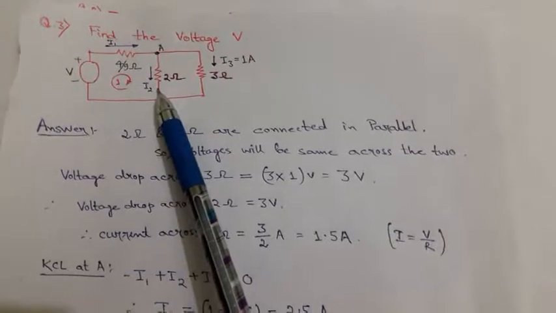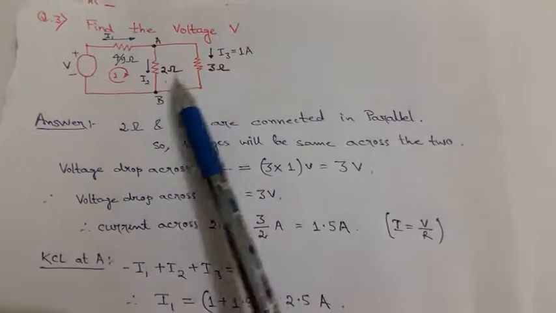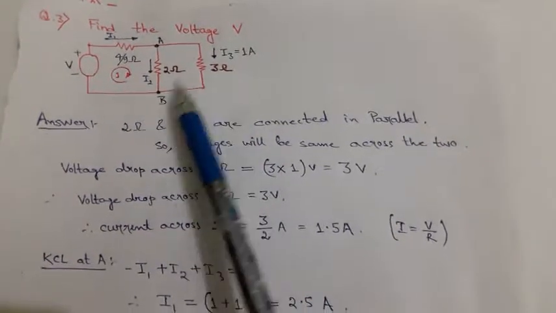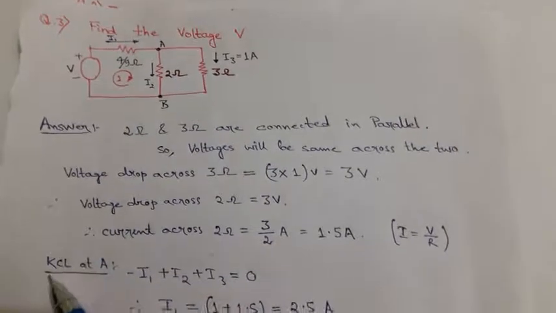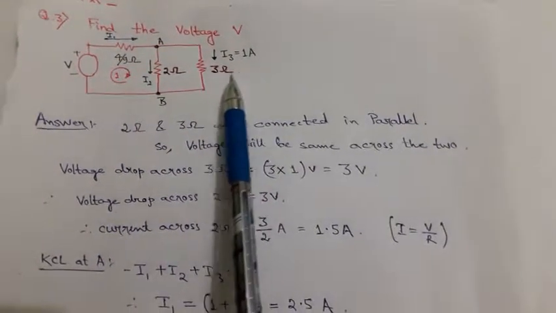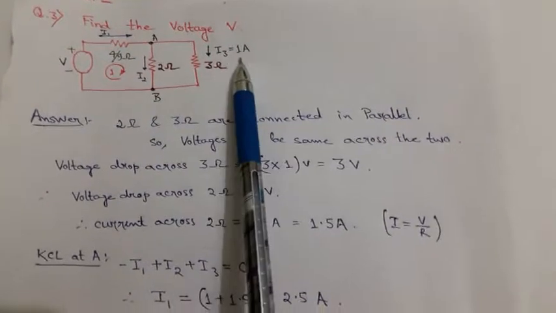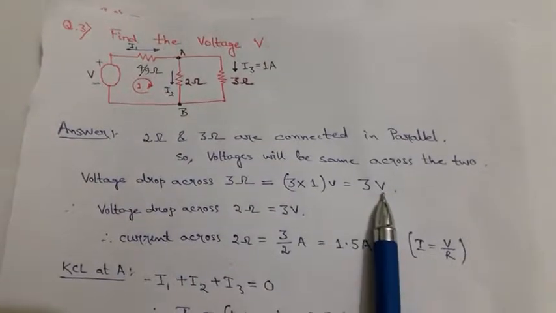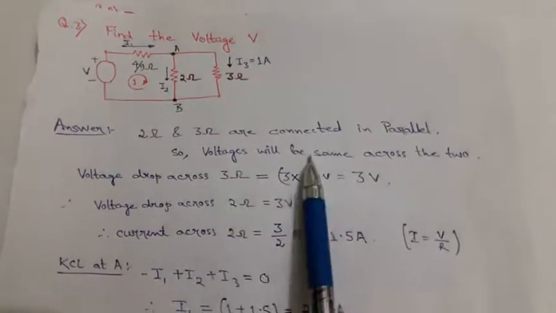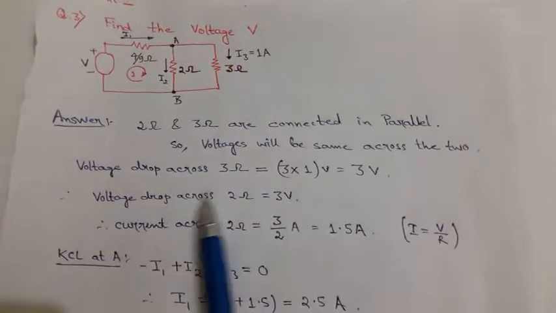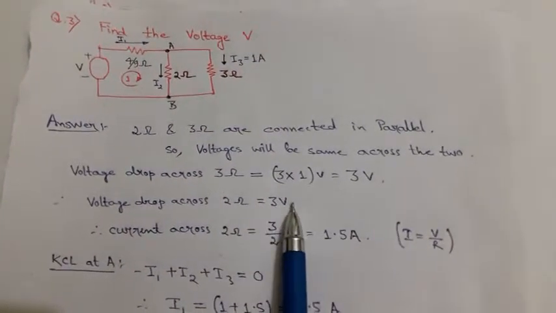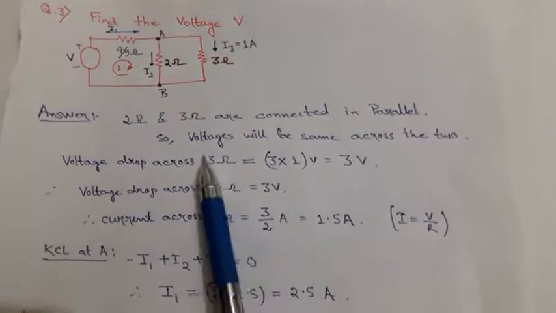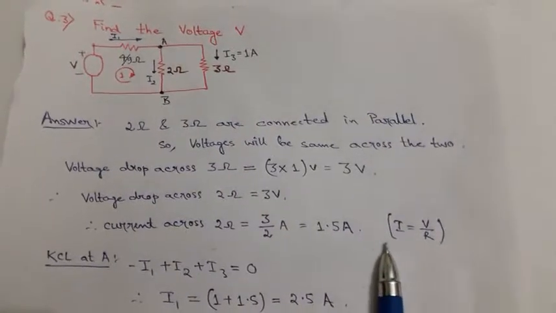So find out here that this 2 ohm and this 3 ohm both are in parallel. When two resistances are connected in parallel, the voltage across each resistance will be the same. So I can find the voltage across this 3 ohm easily, because the current is known as well as the resistance is known. So the voltage drop across 3 ohm is 3 into 1 volt, which is equal to 3 volt. Now as 2 and 3 are connected in parallel, the voltage drop across 2 ohm will also be equal to 3 volt. So the current across 2 ohm is voltage divided by resistance, the resistance is 2, so the current is 1.5 ampere.